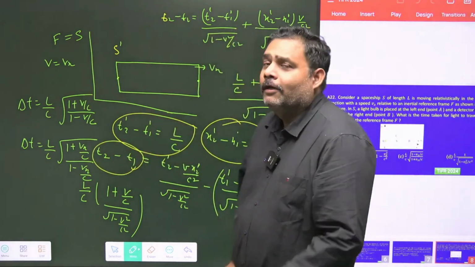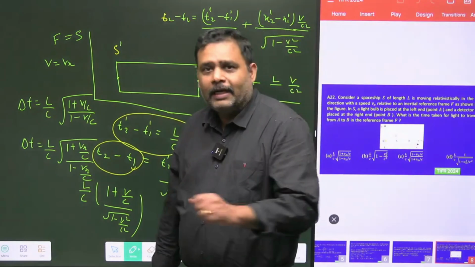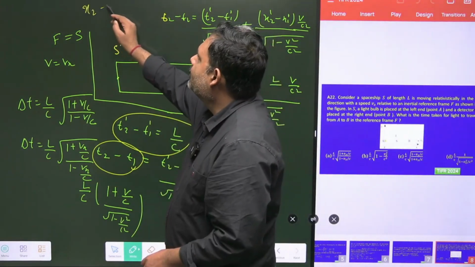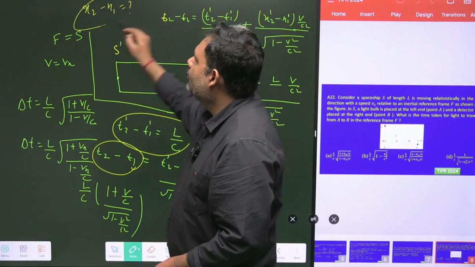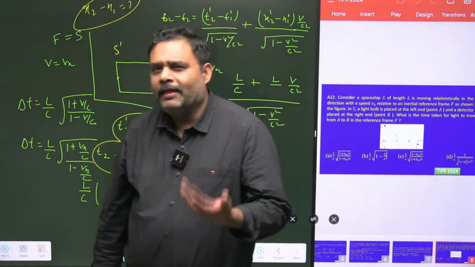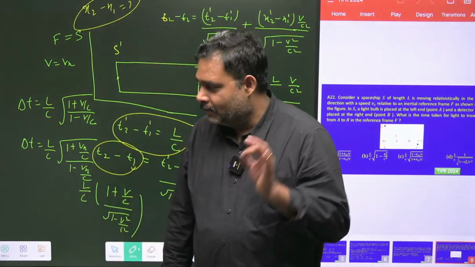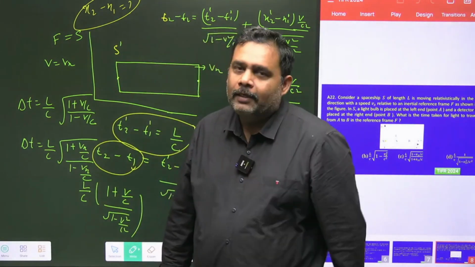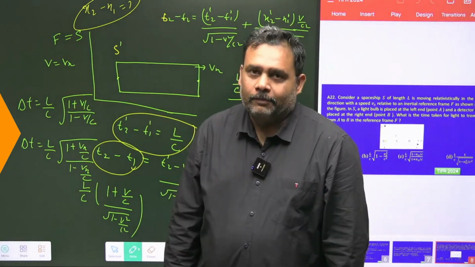Now you can also calculate the effective distance that light is going to travel, that means you have to calculate x2 minus x1. Just do it yourself. Students, in a TIFR question, every question is very conceptual, and you have to hit the question from the very basics of that concept. Thank you.